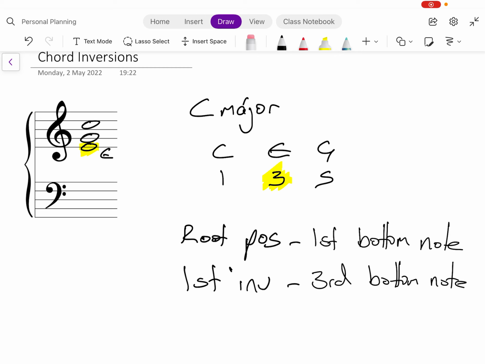Okay? And finally, if we change the order again, and we start off with a G as the bottom note of the chord, we can see that that means the fifth is our bottom note. Now, when the fifth of the chord is the bottom note, that means the chord is in second inversion. So that is when the fifth is the bottom note.